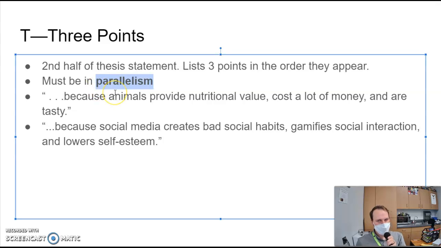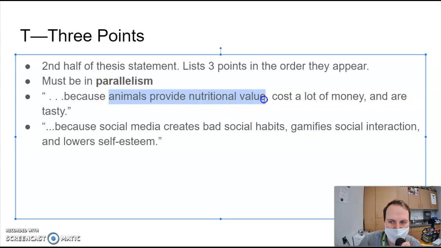Okay? Parallelism is basically making your points in the same format. It's a rhetorical technique that actually makes people like your writing better. And I'll show you how to do that with the presentation in a second, okay? So, we're going to go back to our we should eat our pets because topic, right? We should eat our pets because animals provide nutritional value, cost a lot of money, and are tasty.